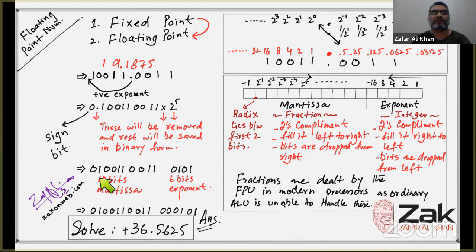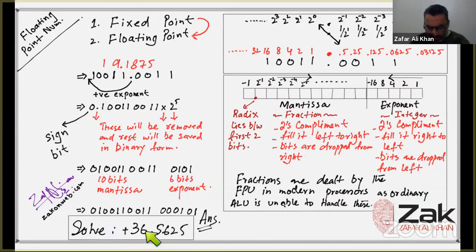We start filling these from left to right. So we will fill it 0 1 0 0 1 1 0 1 1. These are 1 2 3 4 5 6 7 8 9 10. And then since 10 bits were available and these are 10 bits, it got filled in over here. For the exponent, we will fill it from right to left. So 1 2 3 4, and then we have got two more bits. This is underflow, so we will fill two zeros.